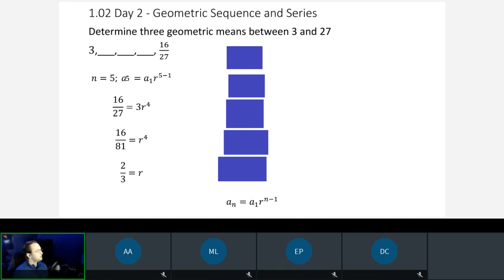Okay, so how do I find the 3 blanks? What do I do?